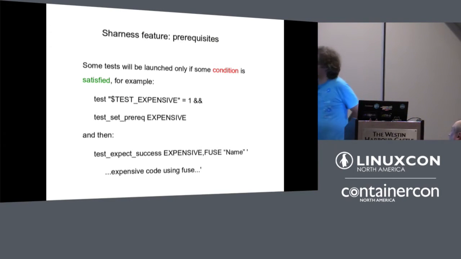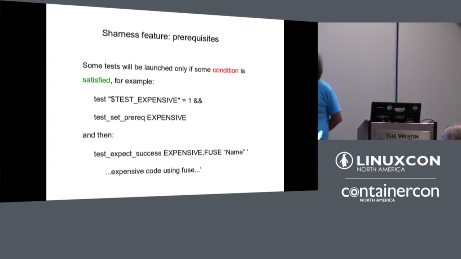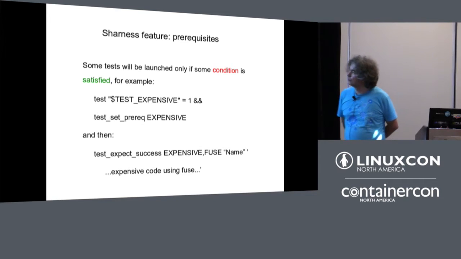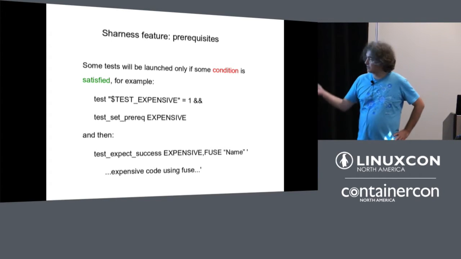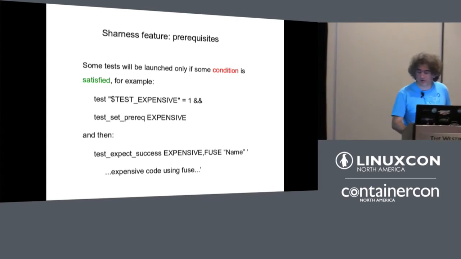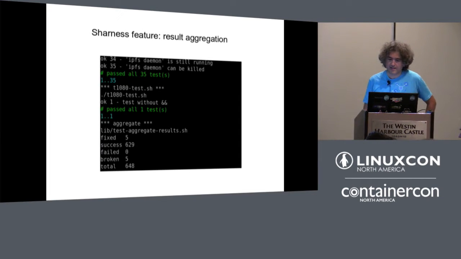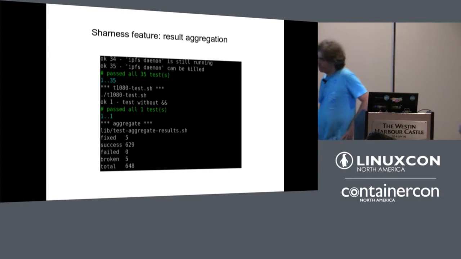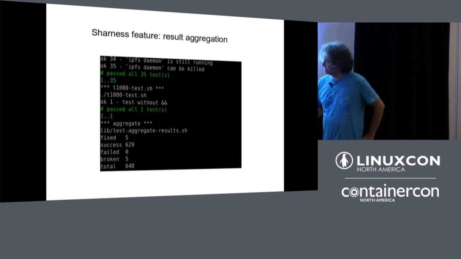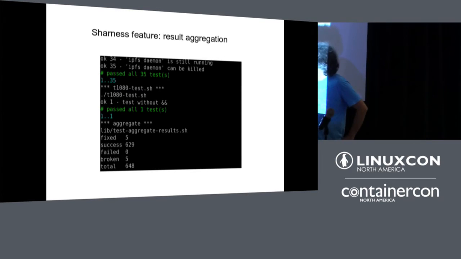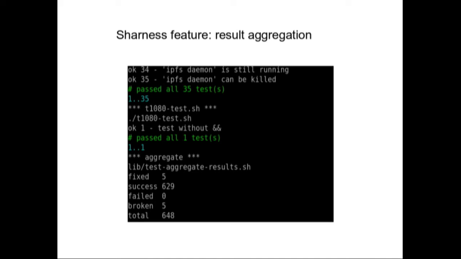And it has some really nice features, like, for example, prerequisites. Because sometimes you only want to run tests when some conditions are satisfied. For example, you can have some expensive tests that run for a long time that you want to run only sometimes. And also, when you run all the tests, you can aggregate all the results of all the tests you launched like this. So here, you can see that most of the tests succeeded. No one failed, but there are some broken. Some broken means that they are expected to fail, actually. And some fixed means that they were expected to fail, but they succeeded.